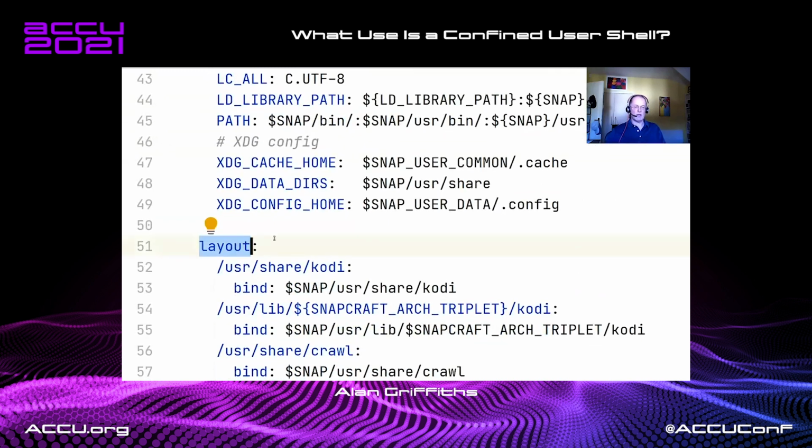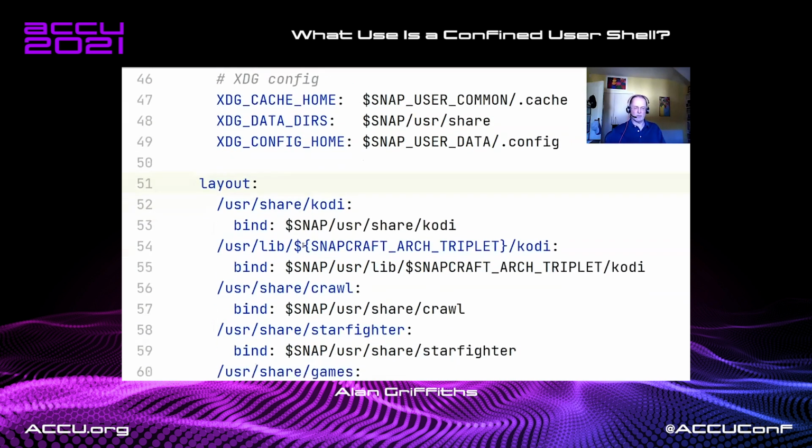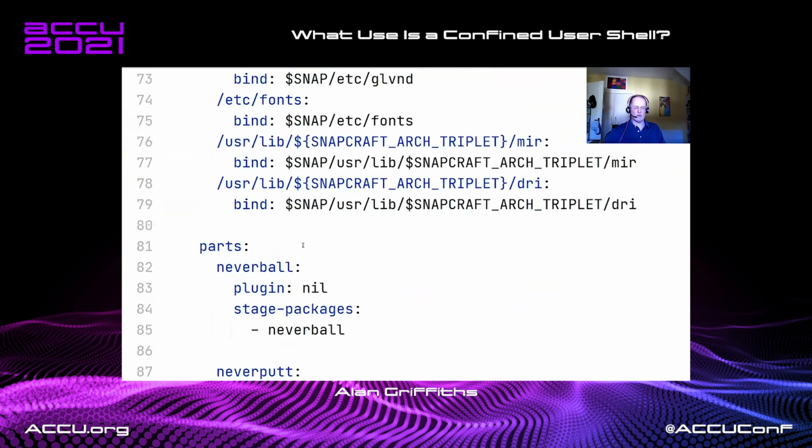There's some layout, which is setting up a bind namespace to put things in the places that applications expect them to. If you're building snaps, you'll find that a lot of applications have specific locations that they expect files to exist in, and snaps work on a slightly modified file system, so you need to bind mount them to get things to work right.